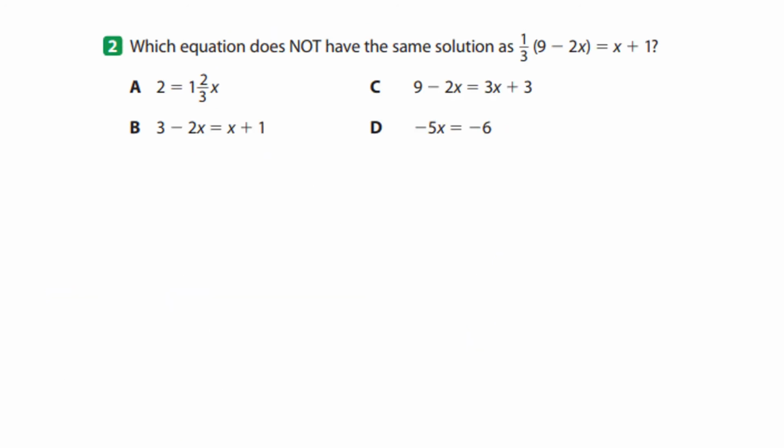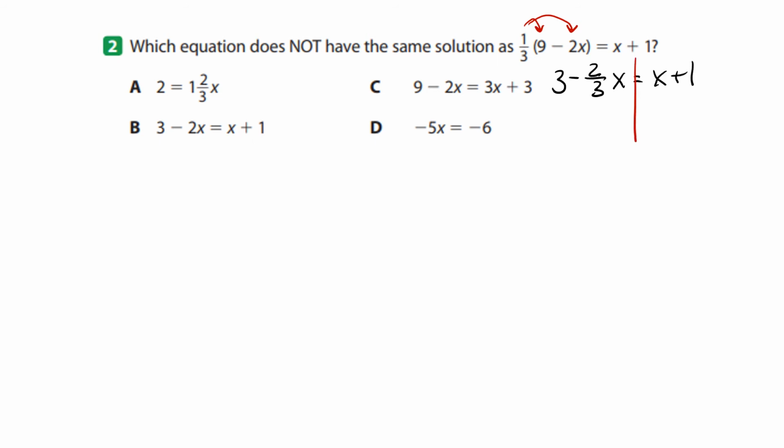For number 2, it asks which equation does not have the same solution as 1/3(9 minus 2x) equals x plus 1. So to solve that equation, we start by multiplying. 1/3 times 9 is going to give us 3. 1/3 times the negative 2 is going to give us a negative 2/3 x.